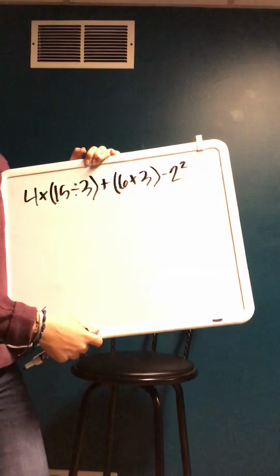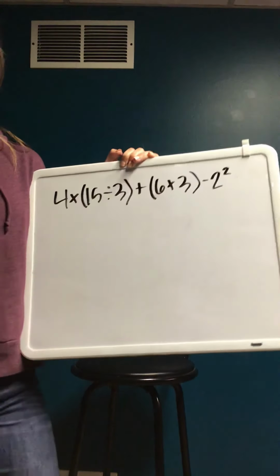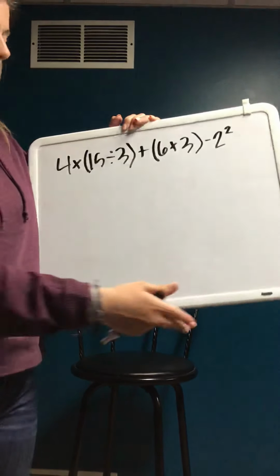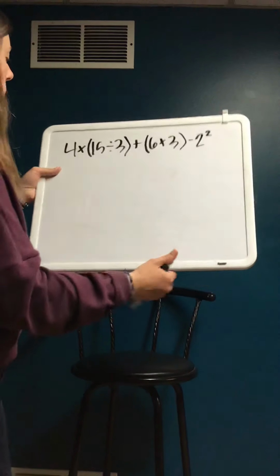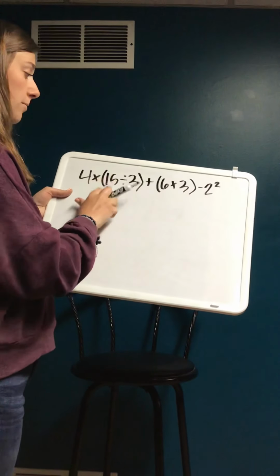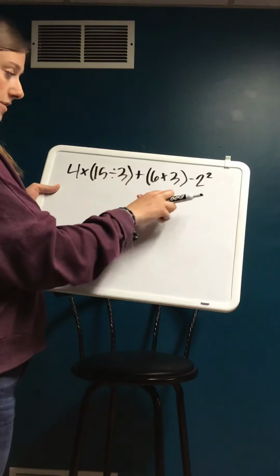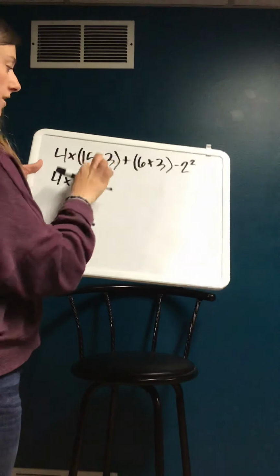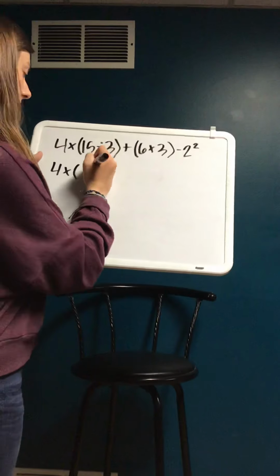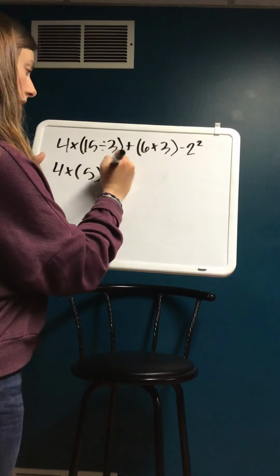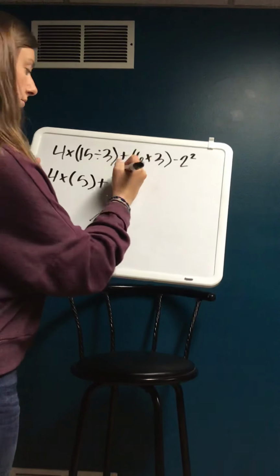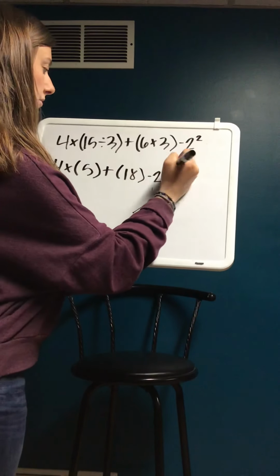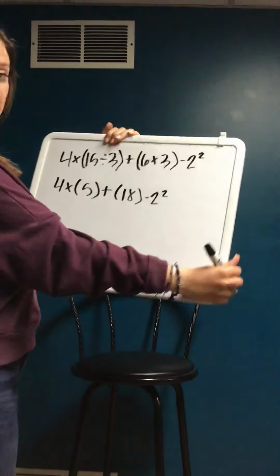Okay, and everyone with the whiteboards, show them to me. Okay, good job. So we're going to start with the parentheses. So we're going to start with this one and this one. So we're going to have 4 times, and we'll do 15 divided by 3, which is 5, plus 6 times 3, so 18. And we'll have minus 2 squared. So we're going to do exponents next.